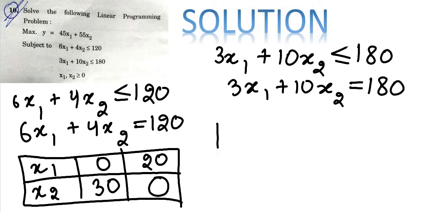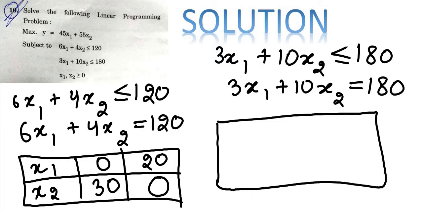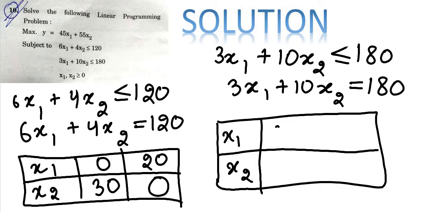Now in the second equation, let's see how the values of x1 and x2 will look. If we put x1 equals 0, then x2 equals 18. And if we put x2 equals 0, x1 equals 60. I hope you have no doubt till here. Now we move further.